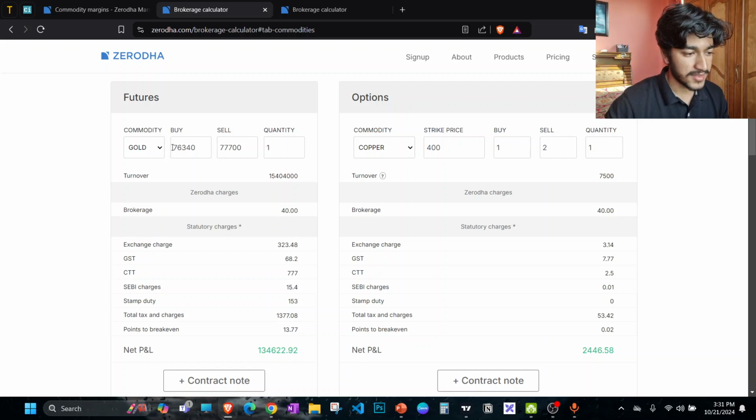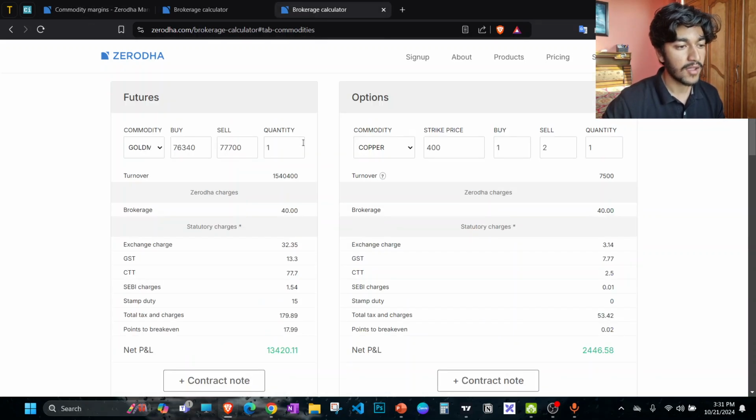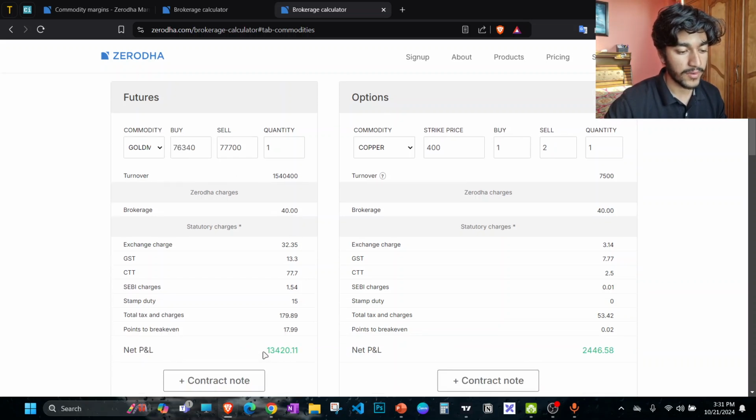Let's say you bought the gold at 76,340 and sold at 77,700, and you did it with one lot. The profit you made was somewhere around 1,34,000. This is for the gold, which has a lot size of 1 kg, versus doing it in the case of mini. You bought at the same price, sold at the same price, one lot, and your profit here is 13,420, because the overall margin requirement was less and the overall quantity traded was less.